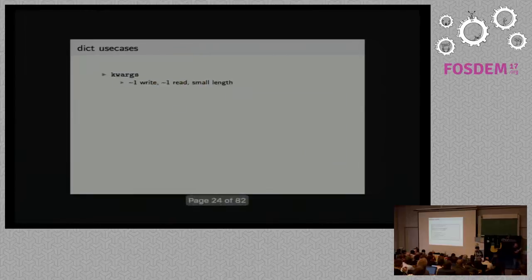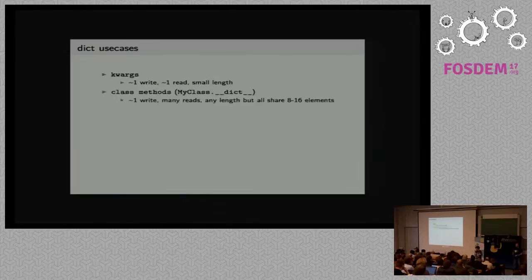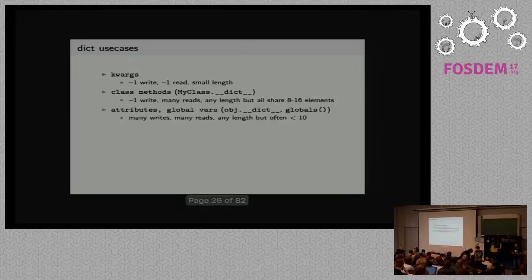The use cases of dictionaries are quite a lot, and maybe you won't think about all of them. The first one is keyword arguments. When you pass a keyword argument to a function or method, each key gets written about once and read about once. Next is class methods. They are also stored in the dictionary. Attributes and global variables. Built-ins.